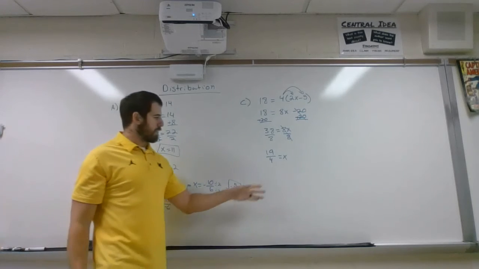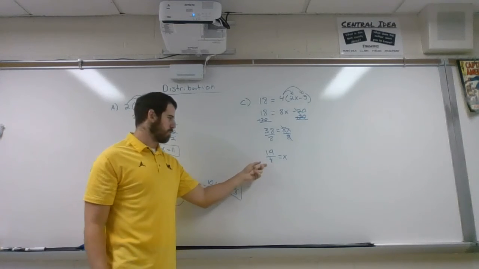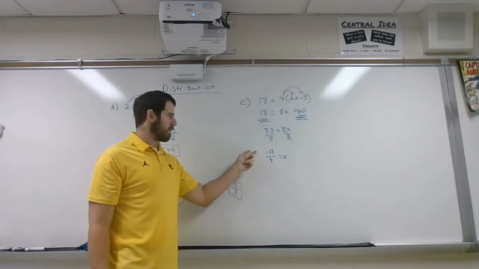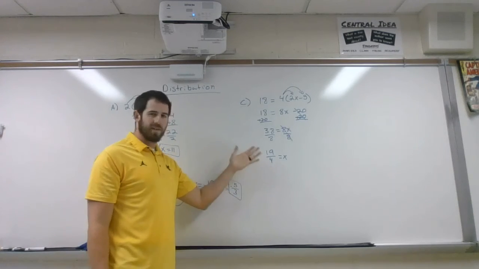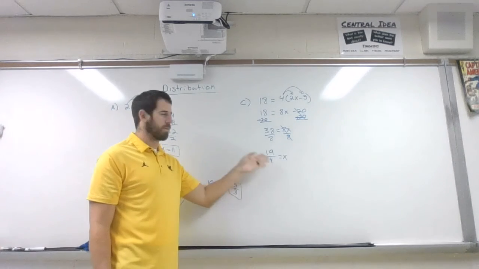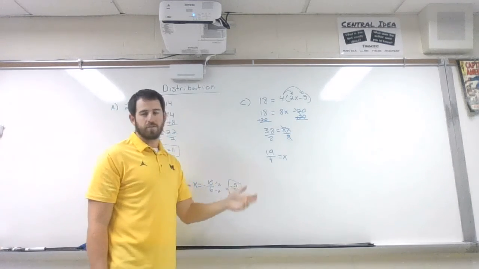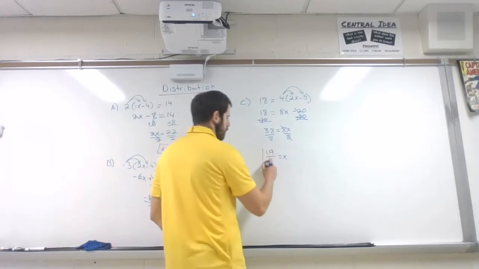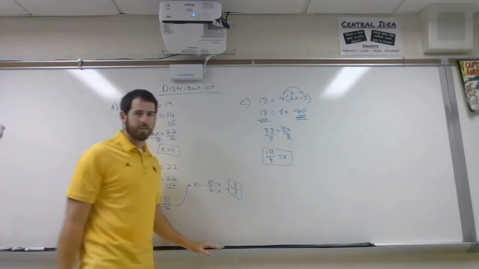If you were to try to simplify this, we'll just start with small numbers. Does 2 go into 4? Yes, but it does not go into 19. Then you try 3 and realize that doesn't work as well. So this would be our answer.